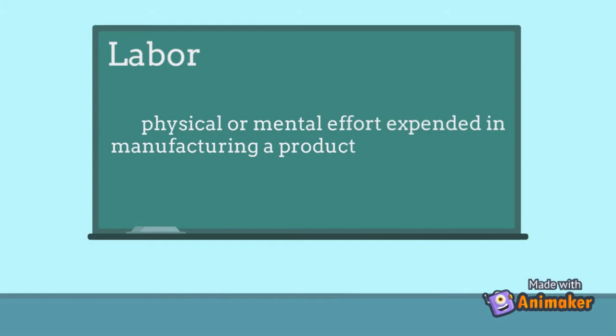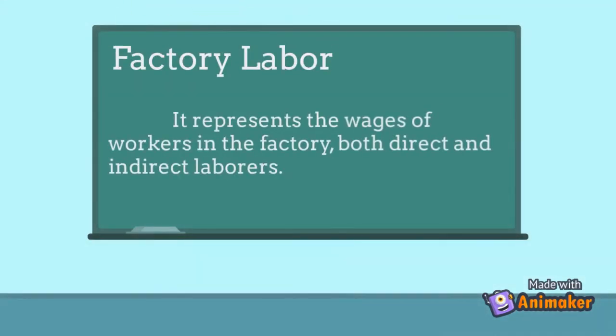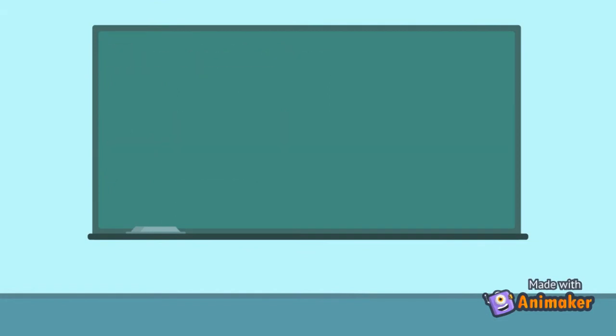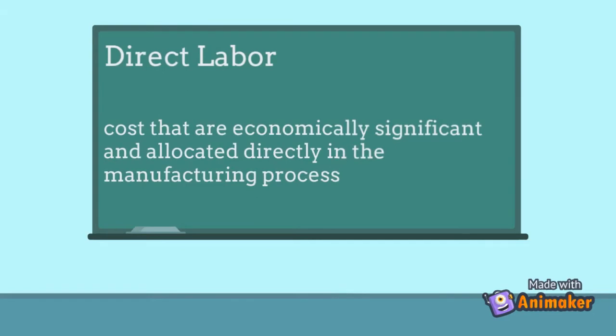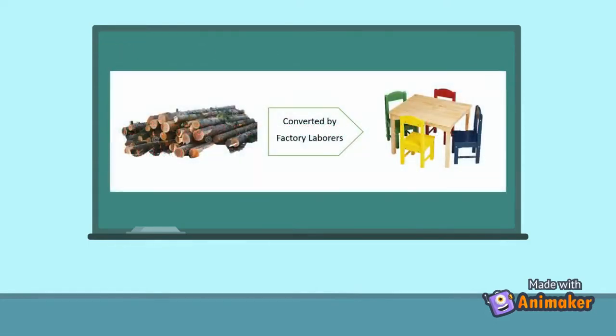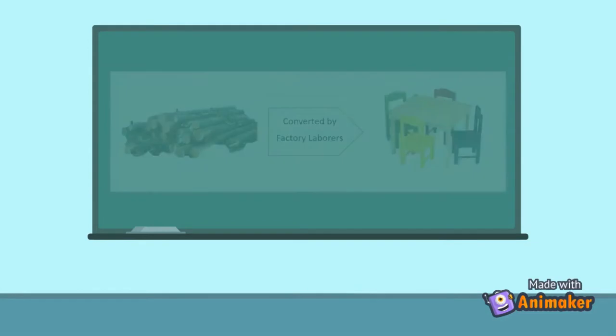And the amount of money that is being paid for the labor is what you call factory labor. Ang factory labor ay nahati sa dalawang kategorya. Ito ay direct labor at indirect labor. When we say direct labor, it is the costs that are economically significant na ina-allocate directly sa manufacturing process. Nakapaloob dito ang mga workers na engage sa paggawa ng mismong product katulad ng mga factory workers.